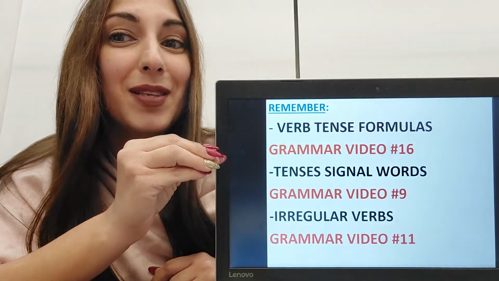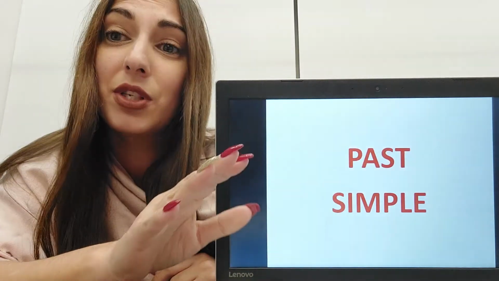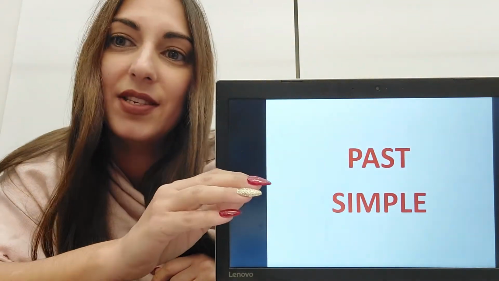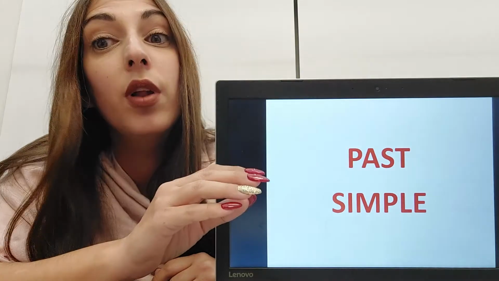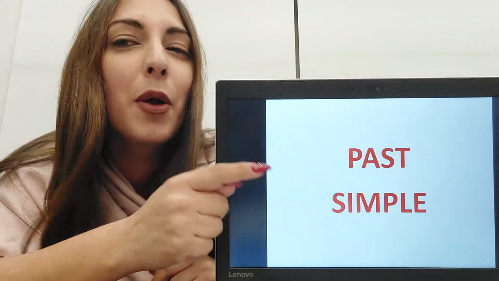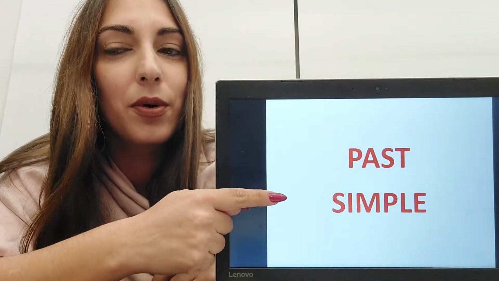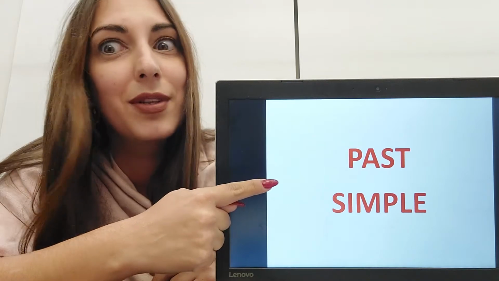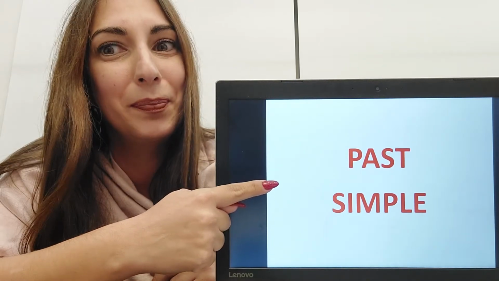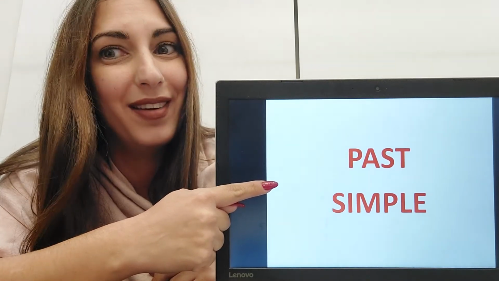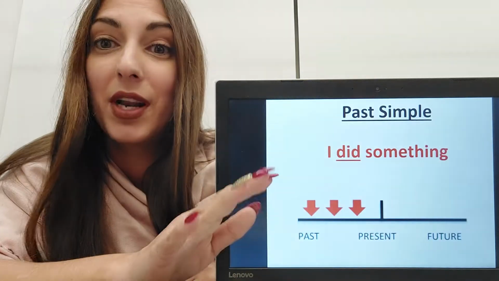All right, let's begin. Now we'll start with the past simple, which is the basis of the past. So all other grammar tenses tend to be compared to past simple. And this is the one that everyone seems to use mostly, but it shouldn't be. Let's have a look at what it is.